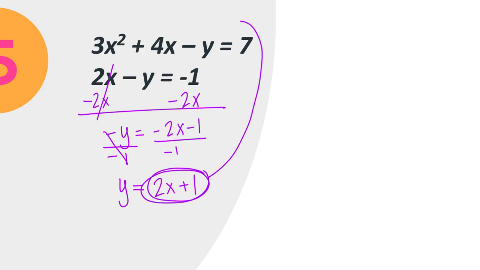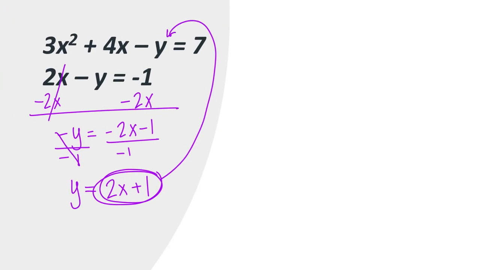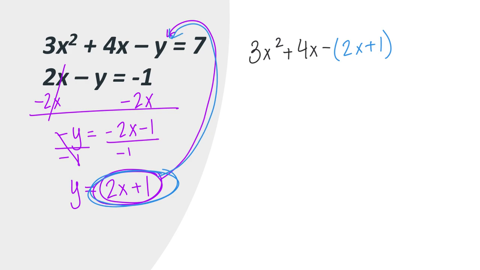So now I'm going to take this y, whatever my y equaled, and substitute it in for this y. So what is that going to look like now? I'm going to rewrite it. I have 3x squared plus 4x minus, in parentheses, 2x plus 1. So this again is what I'm taking in blue, and I'm substituting it for the y. And then I have equals 7. Next step is to distribute my negative. Then I'm going to have 3x squared plus 4x minus 2x minus 1 equals 7.